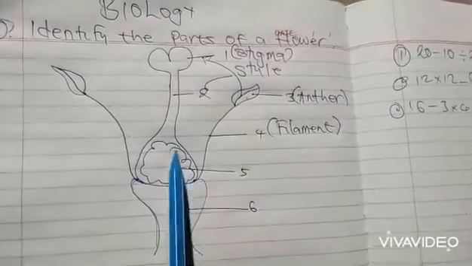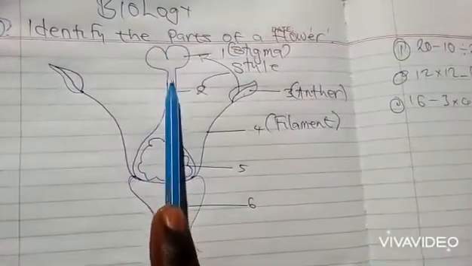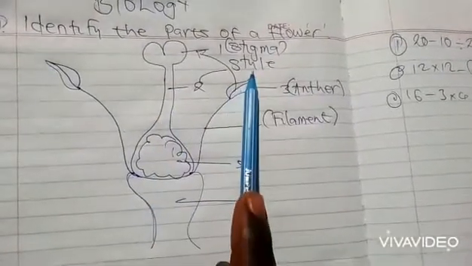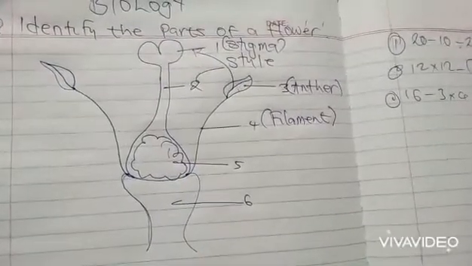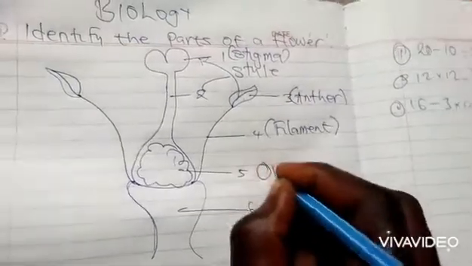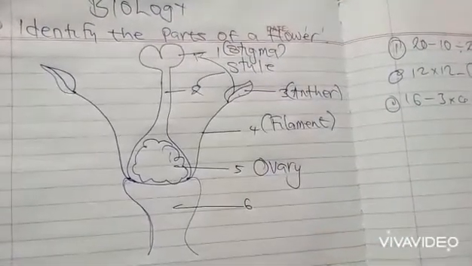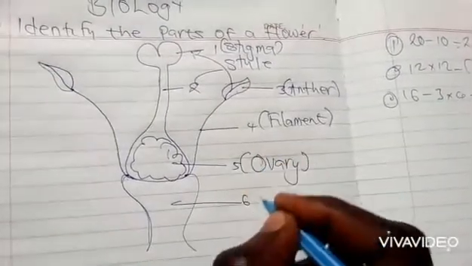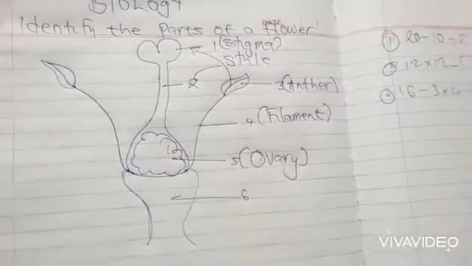What is part 5? Part 5, that is where pollen comes from the stigma. It passes through the style and comes into part 5. So what is part 5? Part 5 is called an ovary. So this is an ovary. Now the ovary develops into a fruit or even seeds.